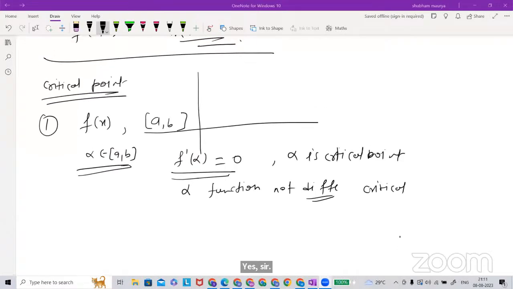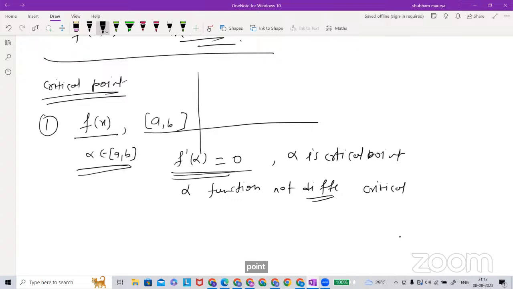So is what I discussed clear, or is it still breaking up? Okay, let me repeat again. Suppose you have a function f(x) and alpha is a point in that interval. If f prime, meaning the derivative, at alpha is going to be 0, then alpha is going to be a critical point. And suppose at alpha the function is not differentiable, in that case also alpha is going to be a critical point.